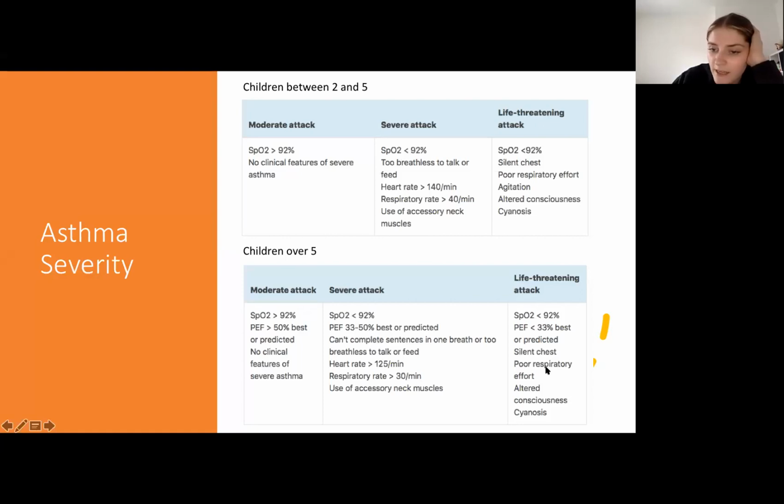And then life-threatening, they'll have a silent chest. That's really important to be aware of. If a child has a silent chest, you need to escalate that rapidly, because that's really dangerous. And a poor respiratory effort. These kids will really try to breathe and then they'll fatigue, and that's when they'll stop trying. They'll get tired, they'll be cyanosed, their respiratory effort will really diminish, and you'll see it, and they'll have a silent chest. If they get that, obviously escalate this child very rapidly.